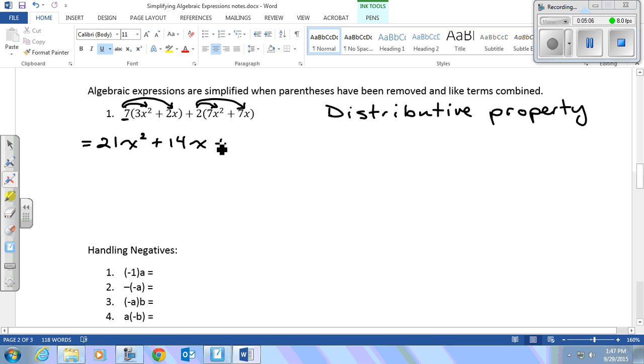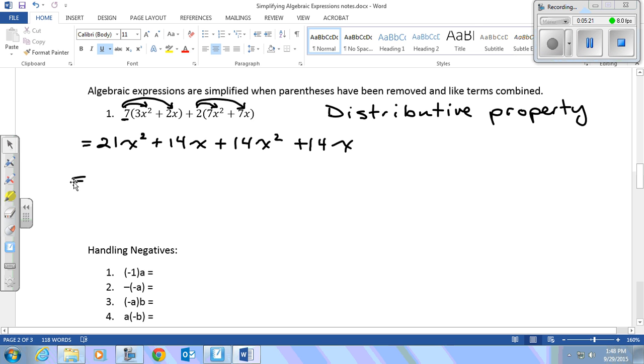Plus 2 times 7x squared will be 14x squared, plus 2 times 7x will be 14x. Okay, so now we have eliminated the parentheses. Now let's combine any like terms.